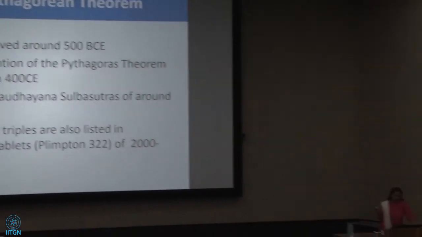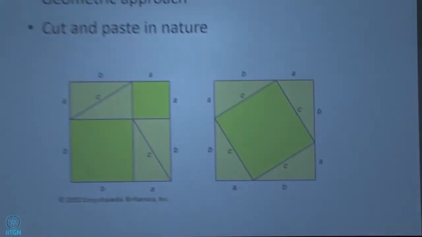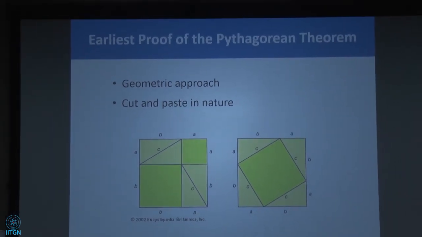However, in the Indian tradition, it appears in the Baudhayana Sutras of around 800 to 1000 BCE. And it is also listed in the form of the mention of certain Pythagorean triples in some Babylonian tablets that can be dated back to around 2000 to 1500 BCE. There is, of course, proof of the Pythagorean theorem that exists in other cultures. This is one of the most common proofs, which is found in several traditions, not ascribable to any particular person.